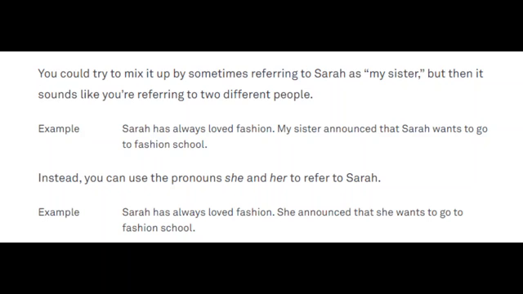Instead, you can use the pronouns she and her to refer to Sarah. Example, Sarah has always loved fashion. She announced that she wants to go to fashion school. So we can see that Sarah has been replaced by she and her, which makes the sentence look and sound good.